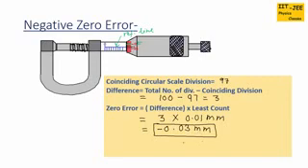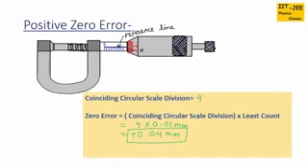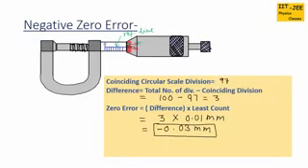Please note there is a little difference in the calculation of positive and negative zero error. While finding positive zero error, we directly multiply the coinciding circular scale division by the least count. But when we are finding negative zero error, first we have to find the difference of the total number of divisions and the coinciding division. Then we multiply this difference by the least count. I hope you understand this topic.